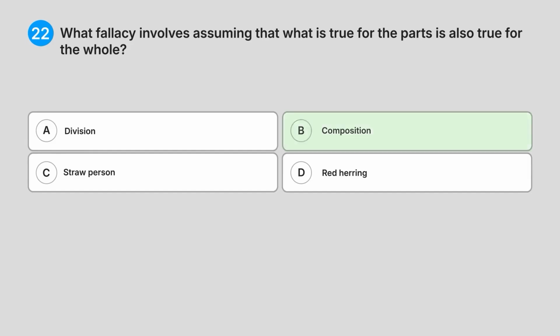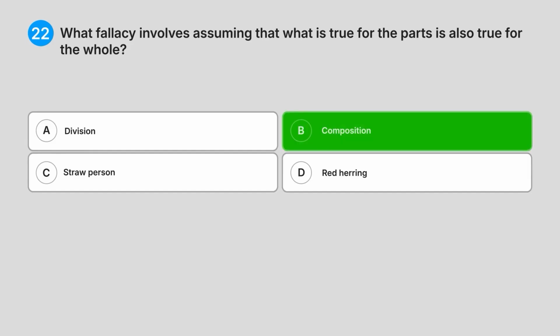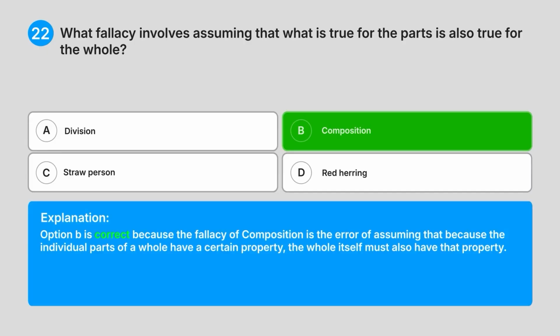Correct answer, B. Composition. Explanation. Option B is correct because the fallacy of composition is the error of assuming that because the individual parts of a whole have a certain property, the whole itself must also have that property.